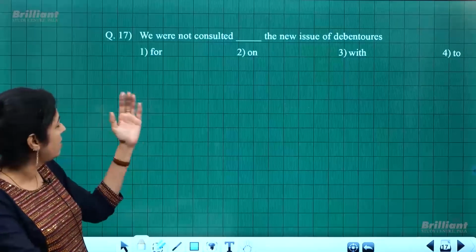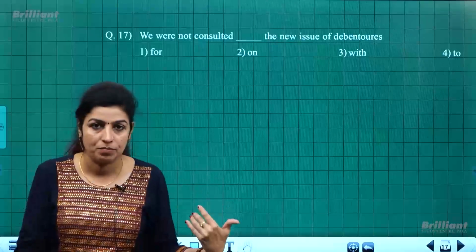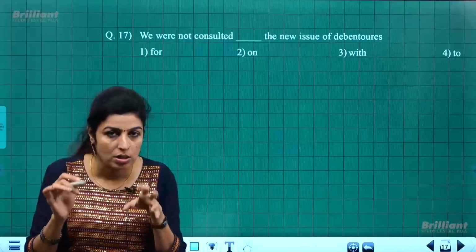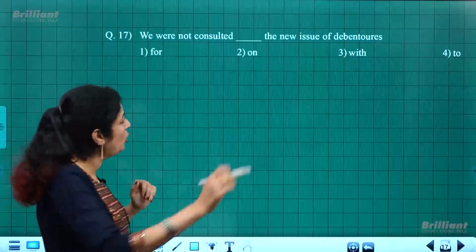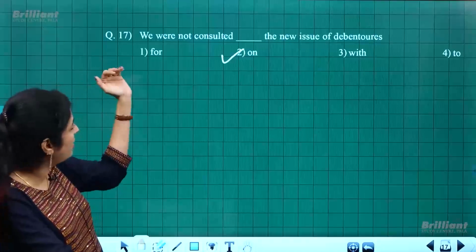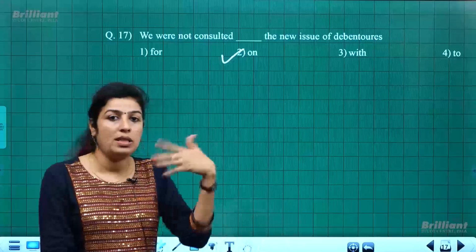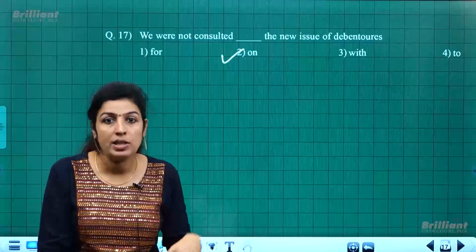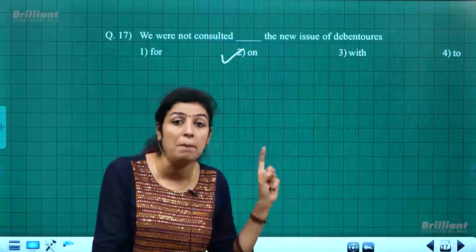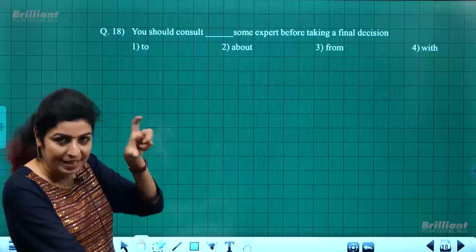So here it goes like this. We were, the meaning is nobody consulted us on this matter. So that meaning should be assumed, and to assume that meaning you have to use the correct preposition. So if you use on, that meaning will be assumed. Here, we were not consulted on the new issue. That means there was an issue and on that nobody consulted us. To get that meaning you have to use on, since the structure of the sentence is passive. Got it clear?